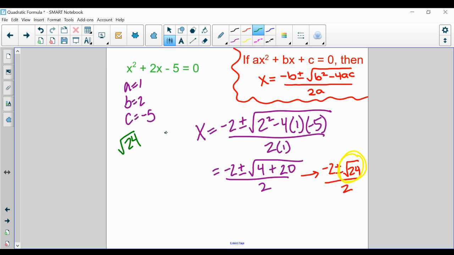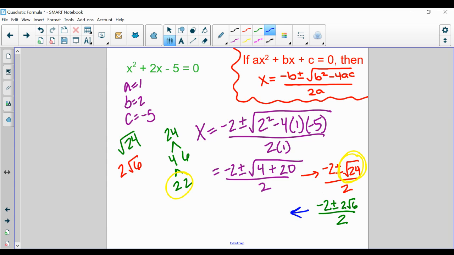When I do my factor tree of 24, I can think about 4 and 6 and 2 and 2. So here's my prom date. So the 2's get to go to prom and the 6 has to stay home. So when I simplify this out down here, I end up with -2 plus or minus 2 square roots of 6 divided by 2.